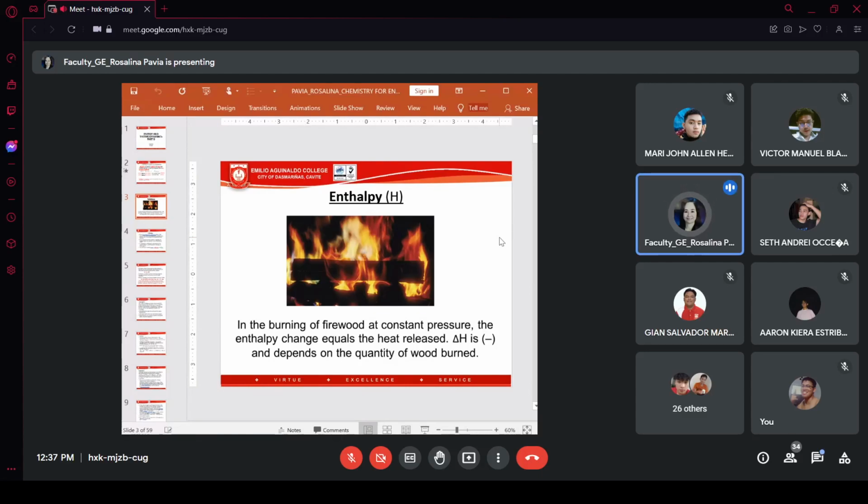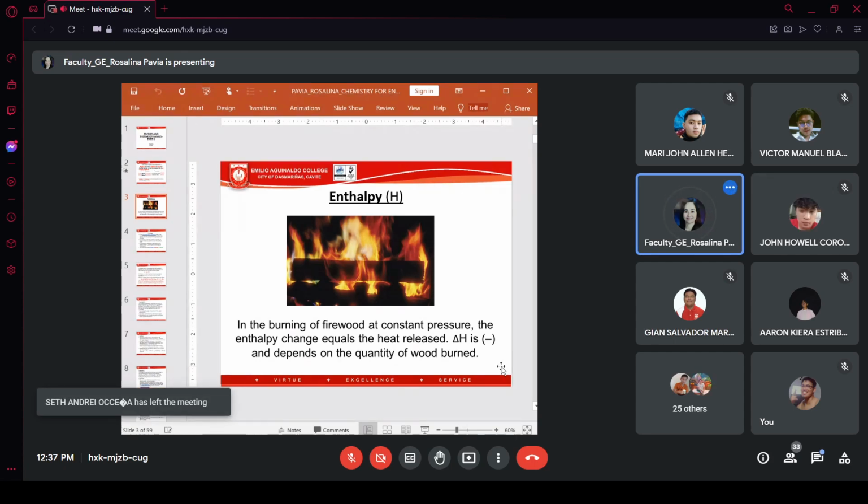At constant pressure, take note, the enthalpy change equals the heat released. So pag sinigaan mo yung panggatong, kung ano yung na-release na heat, that is actually the enthalpy or the change in enthalpy. Take note, change in enthalpy is equal to the heat released or heat absorbed. So pag nag-release ng heat, delta H is negative. But it depends on the quantity of wood that has been burned.